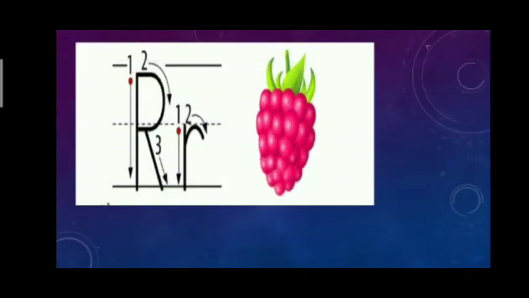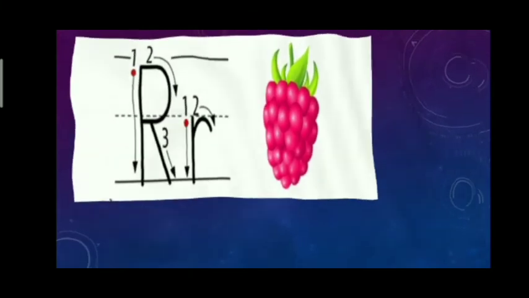Next letter is R. R for raspberry. Starting with red dot, standing line. Second arrow is, there is a curve. Third arrow, slanting line. Now small r, starting with red dot. Standing line, then a small curve. Observe the arrows.